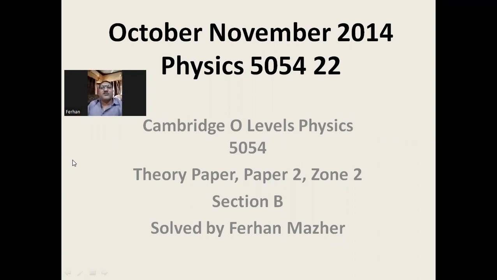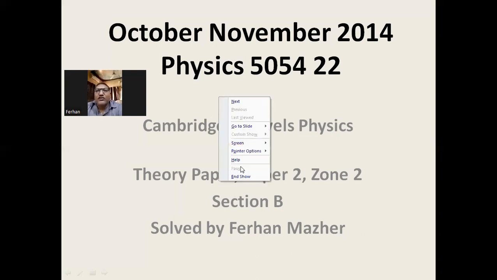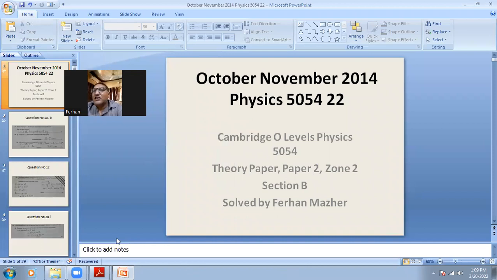Today, we have set our hearts to solve a theory paper, and we have selected October, November 2014 paper 2. This paper belongs to zone 2, or you can say variant 2. We have already worked on this paper and I have already made a video on it, and in that video we have done section A of this paper. Today in this session, in this video, we are going to do section B of this paper, and this section B has 3 questions and we will attempt all of them. So without any ado, let's start today's paper.